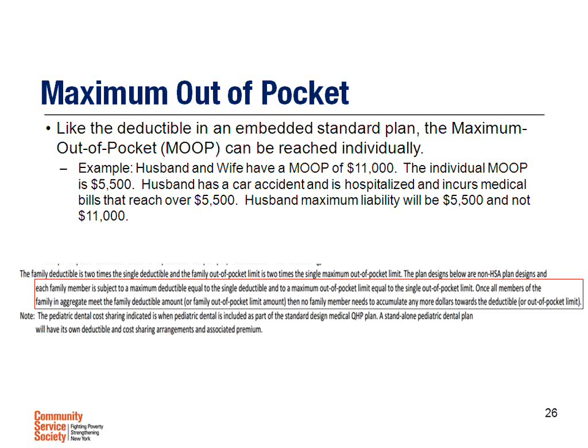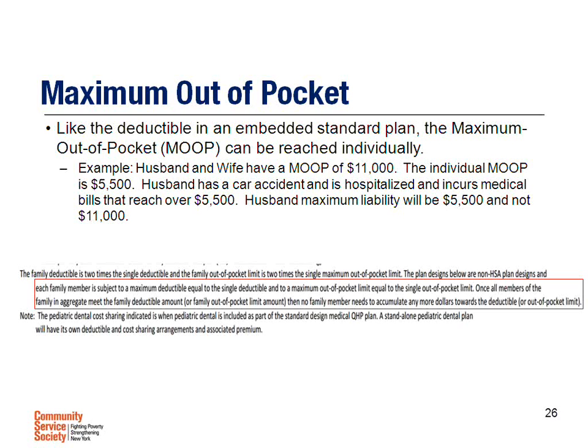Maximum out-of-pocket. So like the deductible in an embedded standard plan, the maximum out-of-pocket can be reached individually. So we've learned everything about the aggregate and embedded deductible, right? So in a deductible, you may have in a silver level 2,000. For a couple, it would be 4,000. Or for a family, it would be 4,000. If an individual reaches their individual deductible, like the 2,000 because they incurred medical expenses, then the plan can start paying. They don't have to reach 4,000, right?